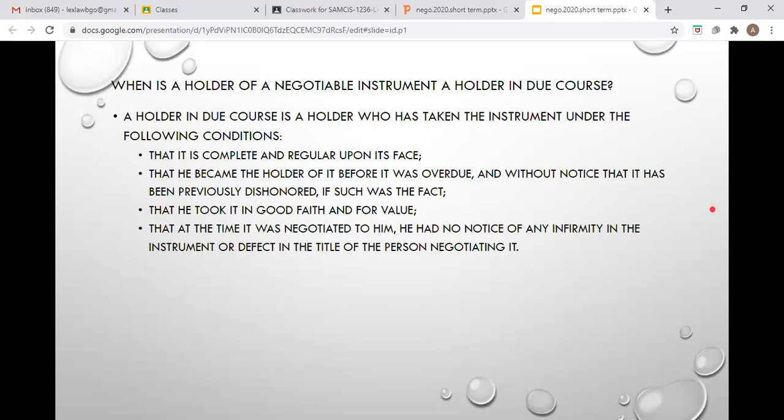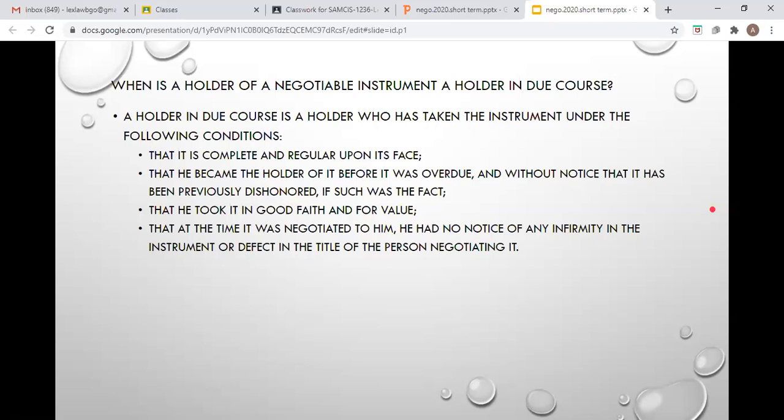Mechanically complete, there is a date, there is an amount, it has been signed, okay? There are no entries that were left blank. That's a mechanically complete instrument. And then regular on its face, that on its face, there is nothing which will cast doubt as to the validity, the integrity, the negotiability of that instrument.